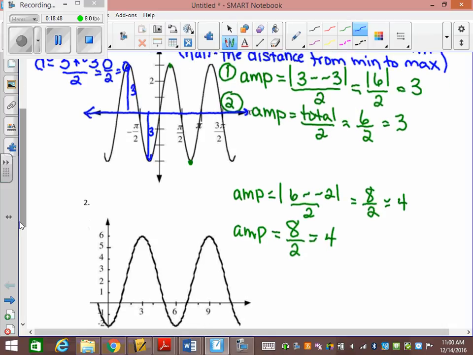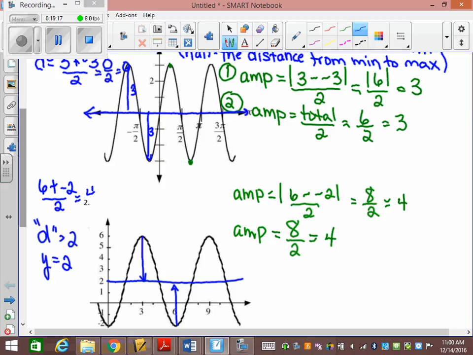So for this one, once I find my amplitude is 4, I could count down 4, gets me to 2. I could count up 4, it gets me to 2. And I know my D value is y equals 2, right? D would equal 2, or the midline would be y equals 2. Or I could go max plus min divided by 2, which is 4 over 2, which is 2. Works just as well, right? Same thing.